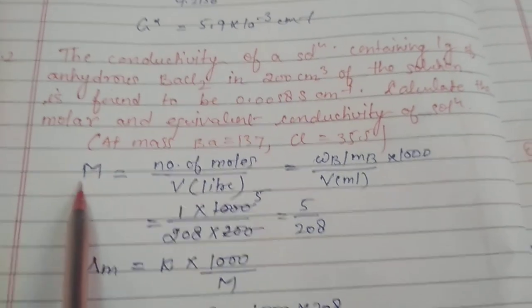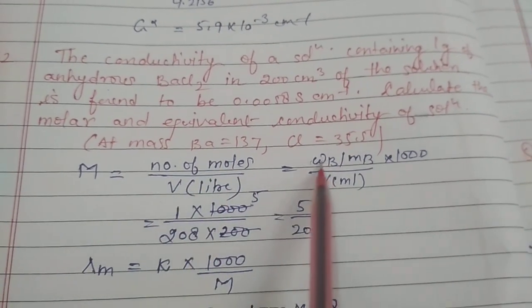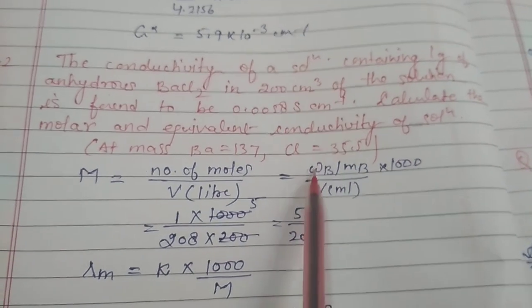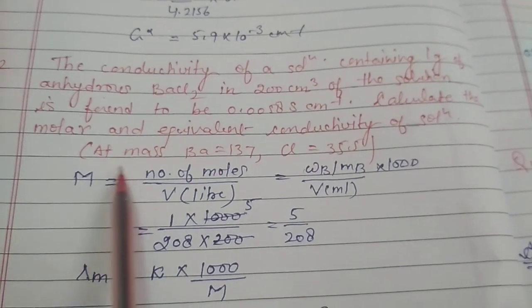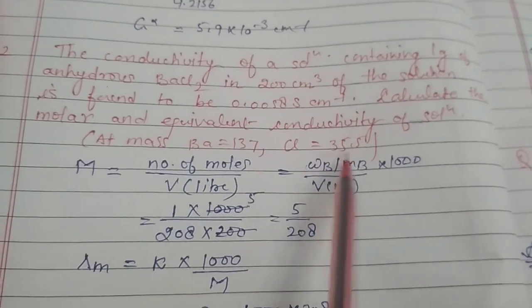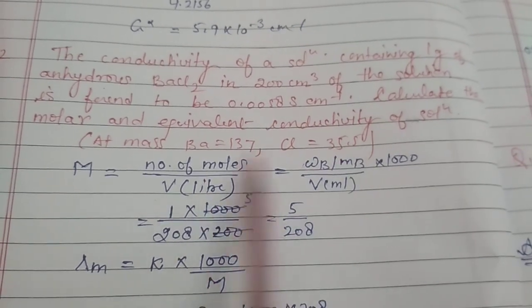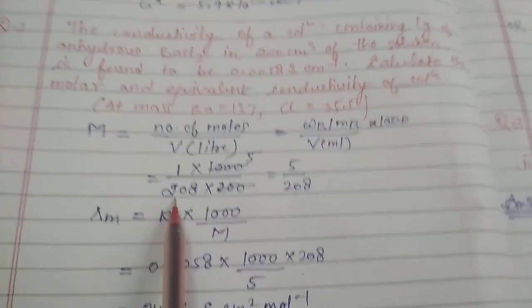We know that molarity is number of moles in a liter solution. To the number of moles we can write mass upon molar mass. Mass is given as 1 gram for the solute. Molar mass we can calculate with the help of the atomic masses given to us. For barium 137, for Cl 35.5. So it would be 208. That we know well how to calculate the molar mass.